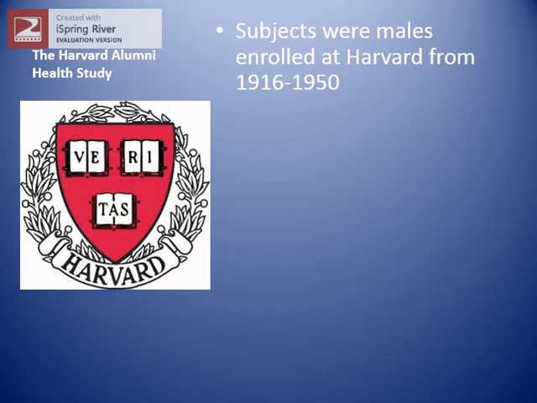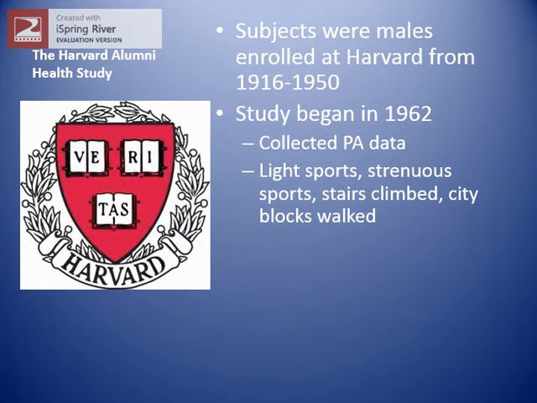Another cohort study is the Harvard Alumni Health Study. You've heard about this one before. All subjects were males enrolled at Harvard somewhere between the years of 1916 to 1950. They actually began the study in 1962 so that they studied people who had gone to Harvard previously. They asked these individuals about their physical activity level, specifically participation in what they called light sports, strenuous sports, the number of flights of stairs climbed, and city blocks walked.